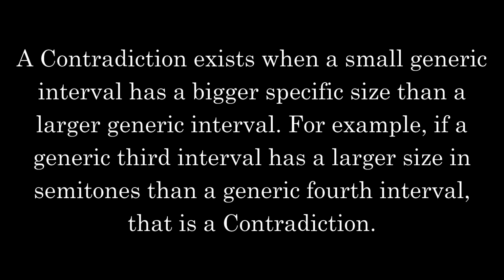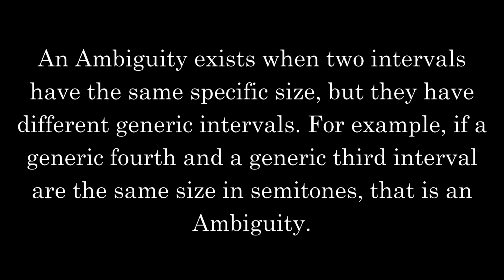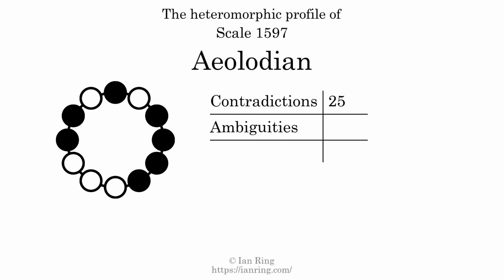A contradiction exists when a small generic interval has a bigger specific size than a larger generic interval. For example, if a generic third interval has a larger size in semitones than a generic fourth interval, that is a contradiction. The number of contradictions in this scale is 25. An ambiguity exists when 2 intervals have the same specific size, but they have different generic intervals. For example, if a generic fourth and a generic third interval are the same size in semitones, that is an ambiguity. The number of ambiguities in this scale is 38.